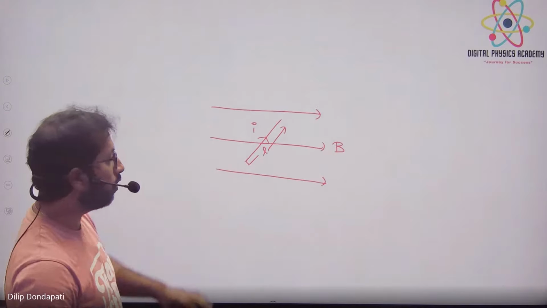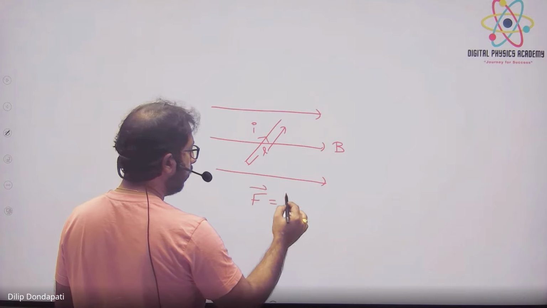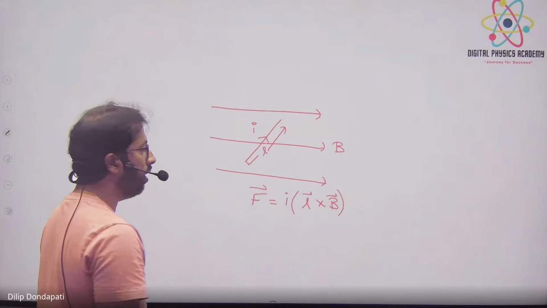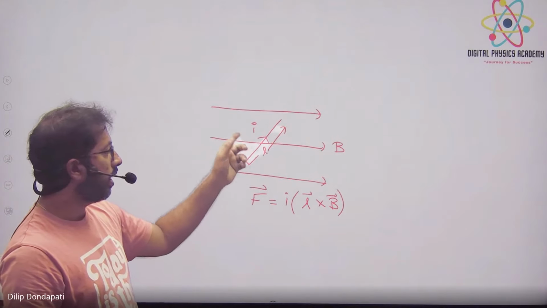That force formula in vector form also we have to learn. Tell me, in vector form, what is the formula? It is I into L cross B. B is the magnetic field, L is the length of the wire, and I is the current in the wire.